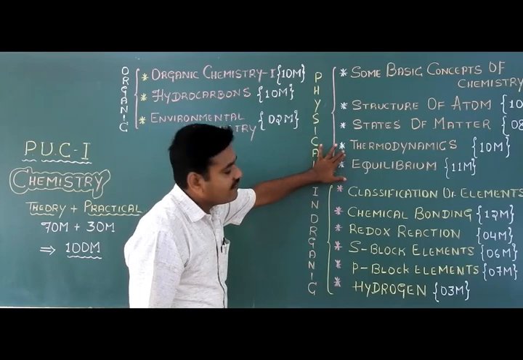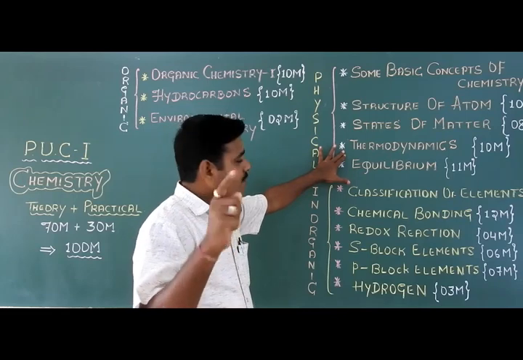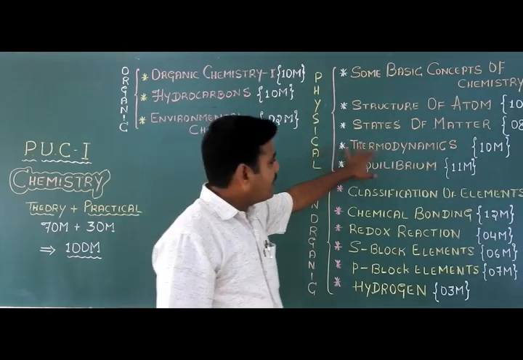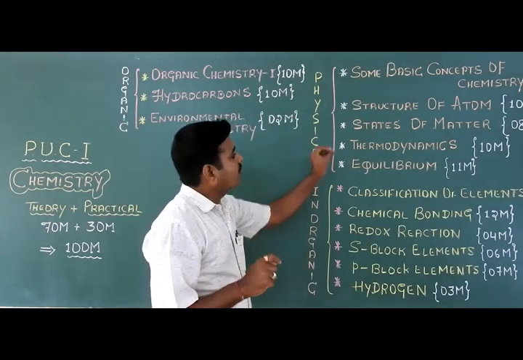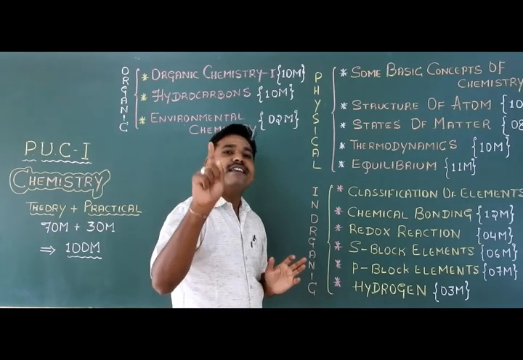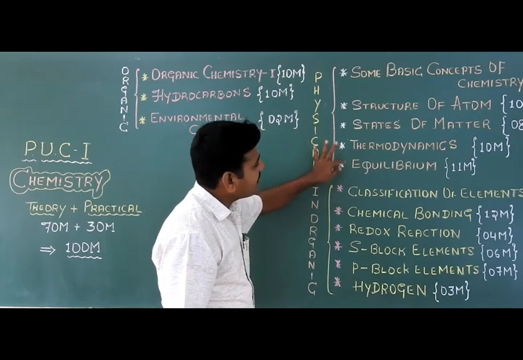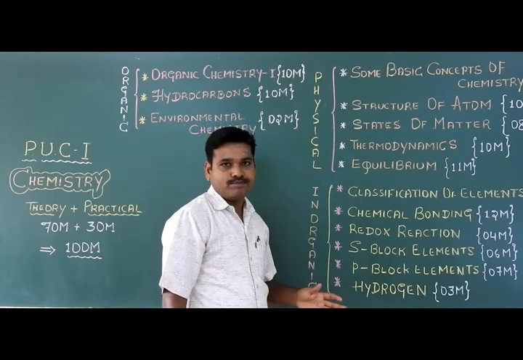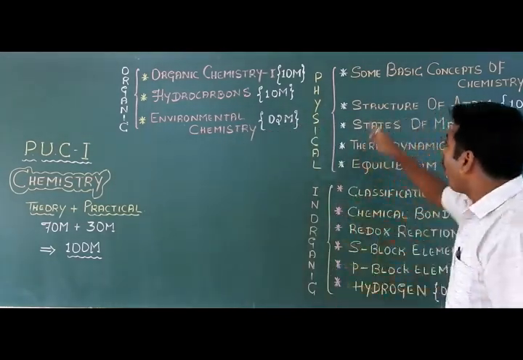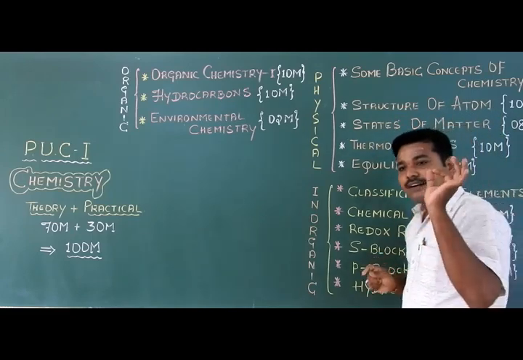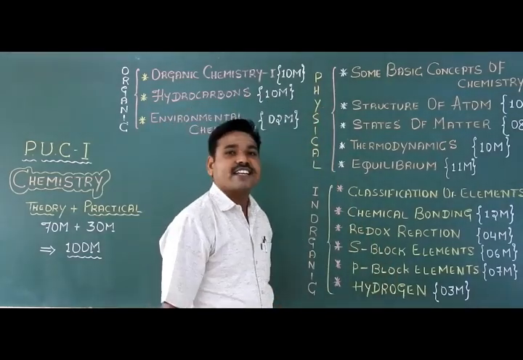And our fourth lesson is Chemical Thermodynamics. The weightage of this chapter in the final examination is 10 marks. So we will get a 10 mark question on this thermodynamics chapter in the final examination, students. And the last chapter, the fifth chapter under physical chemistry, is Equilibrium, and its total weightage is 11 marks. See, all these 5 lessons come under the physical chemistry part only.